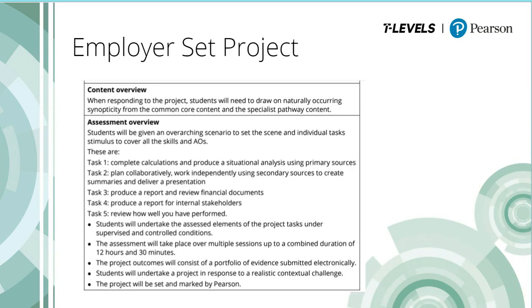Now, there's also, as you know, this employer set project, and this is for a third of the qualification, so it's worth a third as well. If they do fail this, then they'll have to sit again. It's made up of 5 tasks, and is set within a particular window that Pearson sets, again at the end of the course, in the summer of their second year.